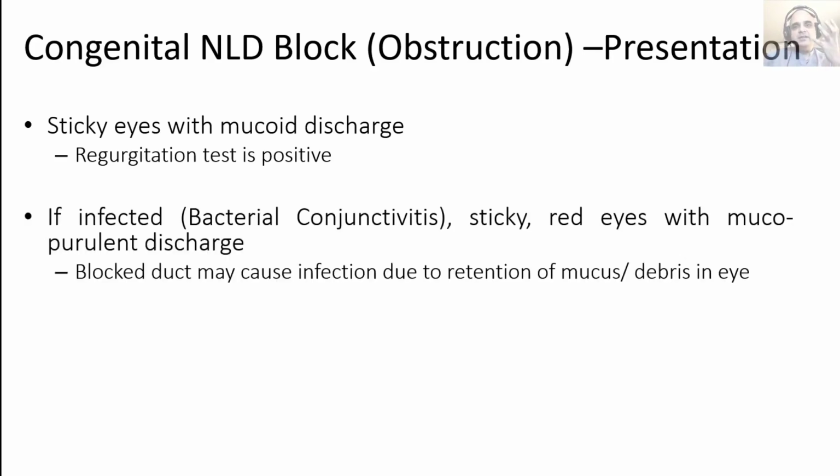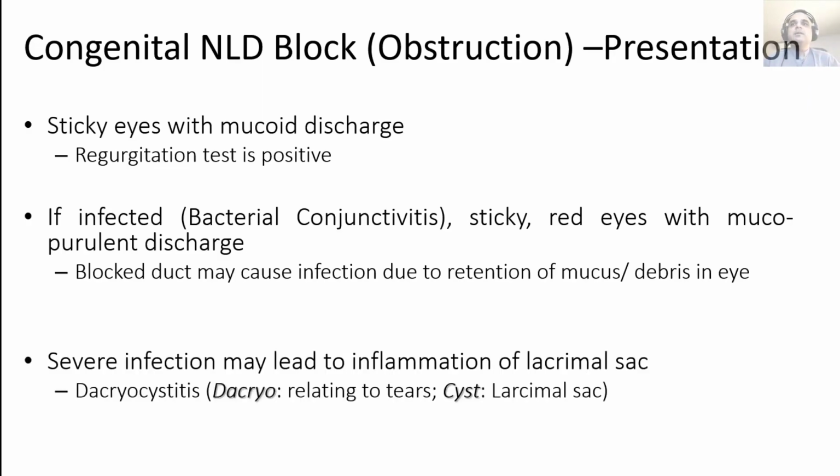And because the eye is full of a mucoid discharge, because the drainage is not happening, it forms a very good medium for an infection, together with the fact that the debris that's accumulating in the eye is not getting drained as well, whatever is in the environment. So you can develop a conjunctivitis very, very easily. And a bacterial conjunctivitis is something that's commonly seen. And this bacterial conjunctivitis can also later involve the lacrimal sac to cause an acute dacryocystitis.